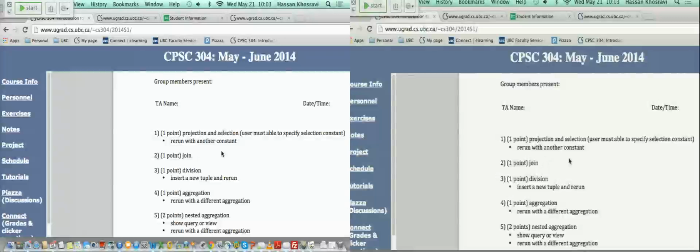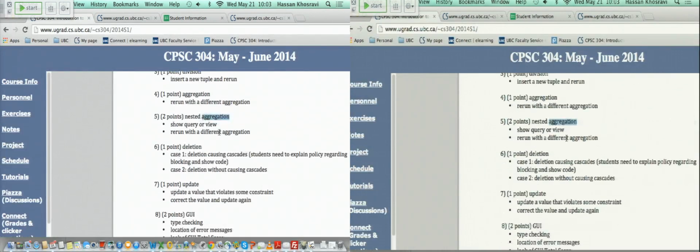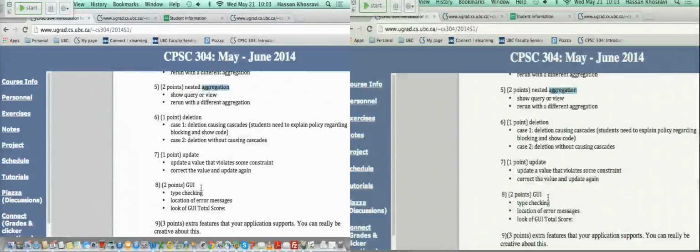This checklist is going to say that you're going to need to have a join SQL, you're going to have a division, you need aggregation, you need nested aggregation, deletion, updates, a graphical interface. So all the things that you need to have in your project to get full marks is up here in this checklist.